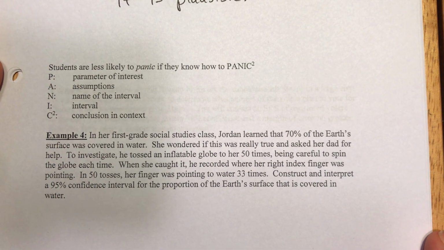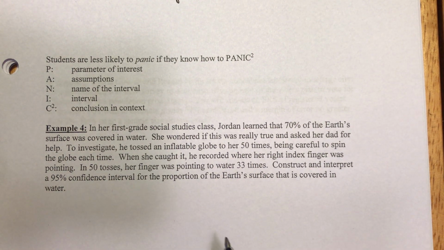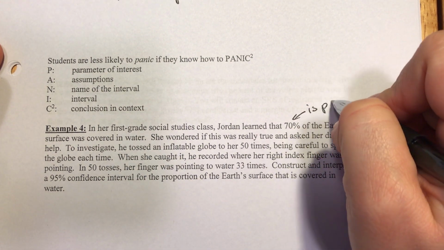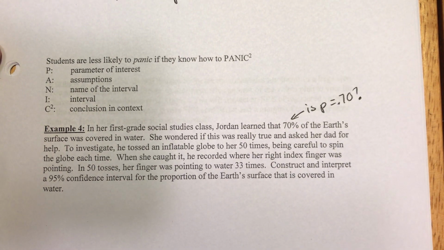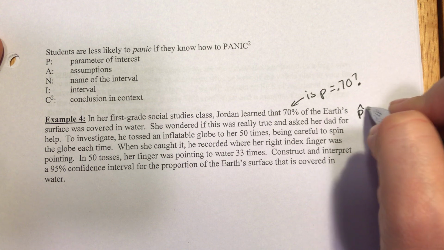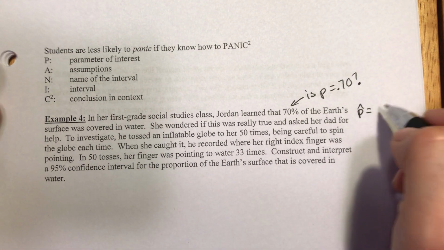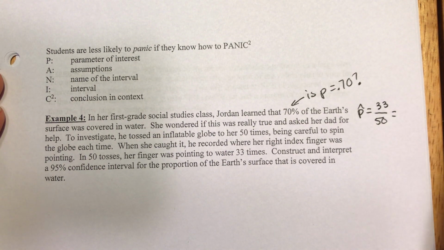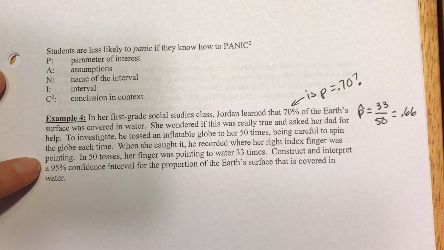All right. So what we're looking for, notice it doesn't say check your conditions, but if you don't check your conditions, it's wrong. We're trying to figure out here, is p equal to 0.70? That's like the ultimate question, right? Is that a good approximation? To do that, we need p hat. p hat is our proportion of times from the sample. The sample size was 50 tosses, and 33 of them were pointing to water. So our p hat is 0.66.